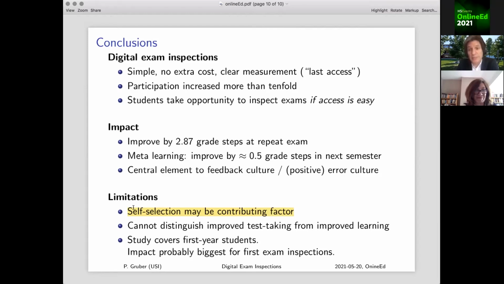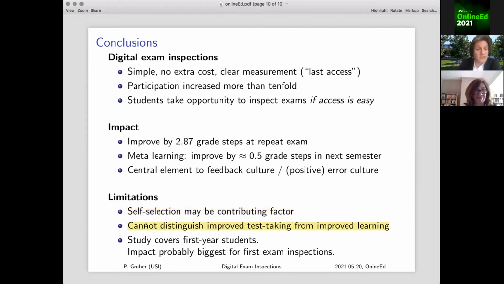If you study for an exam, this is days and days and days. And then you get a bad grade. So maybe you haven't studied that much. And then if you look at your exam, this is just 10 or 15 minutes. It can be done from home. It's not a big effort. So I think the self-selection there is not the biggest problem.